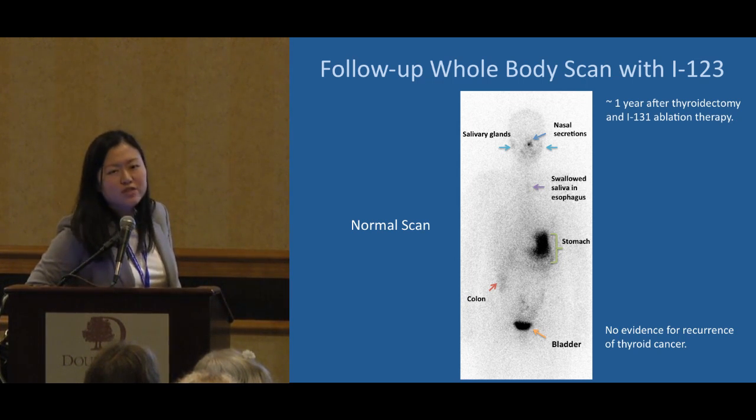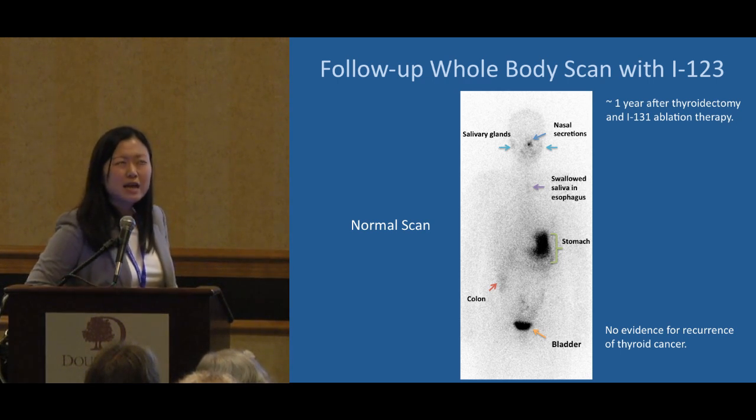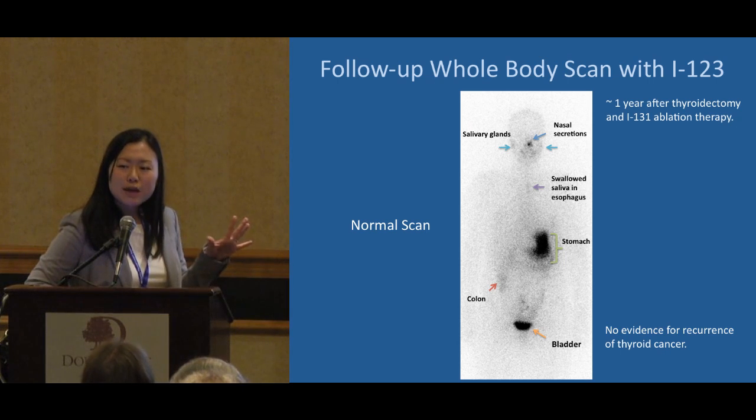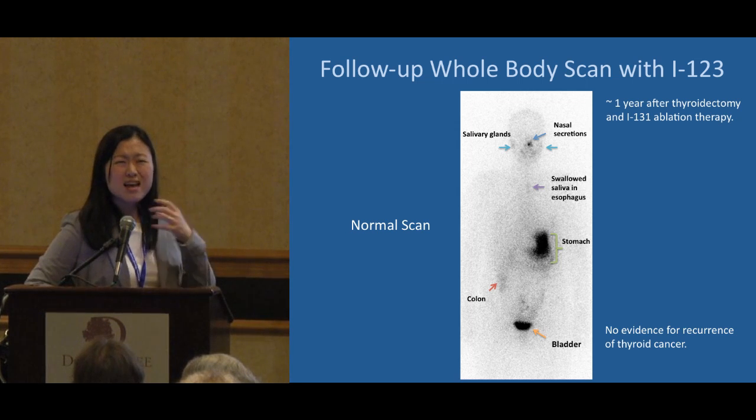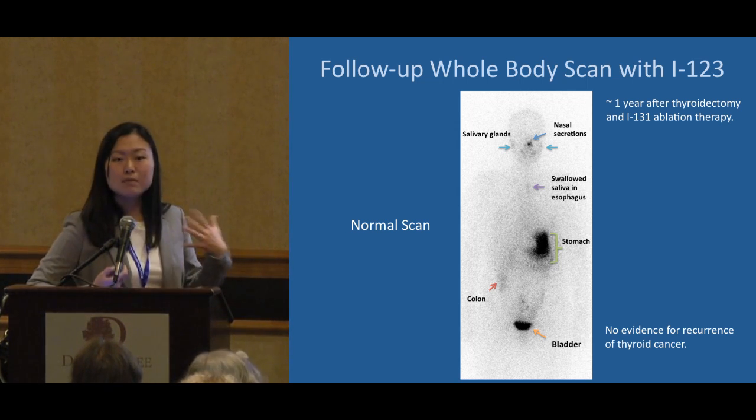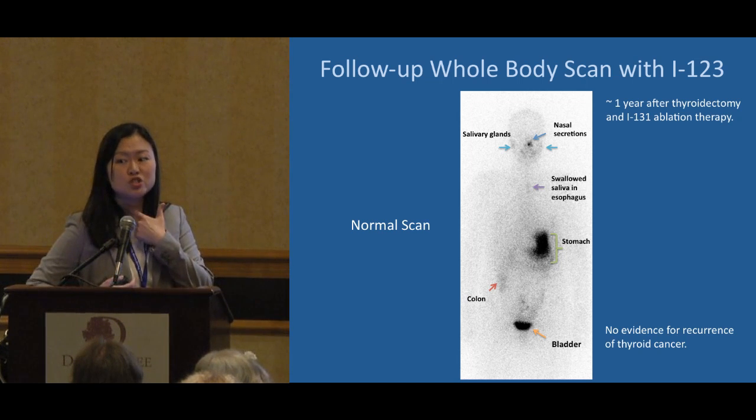I-123 is a different form of radioactive iodine than I-131. The reason is, as I talked about earlier, there are two types of radiation. You have the beta radiation, which travels very short distances, about 1 to 2 millimeters. That radiation has more energy and it has the ability to actually destroy tissue.